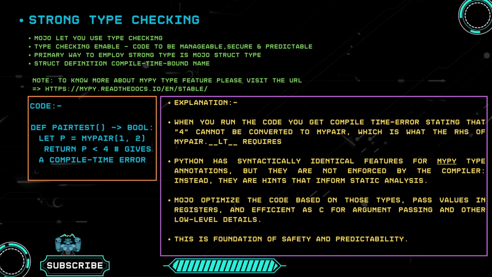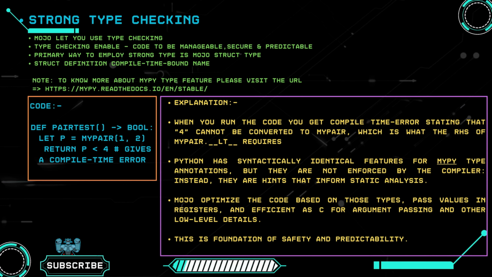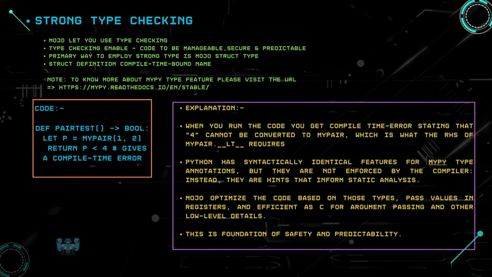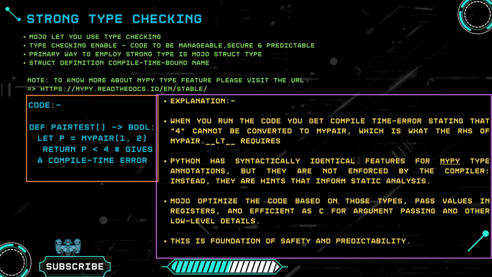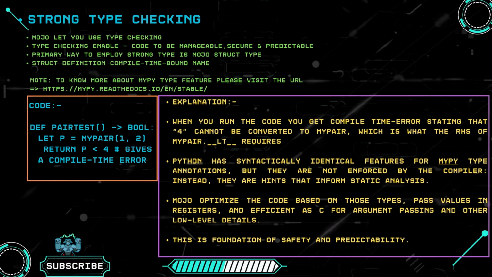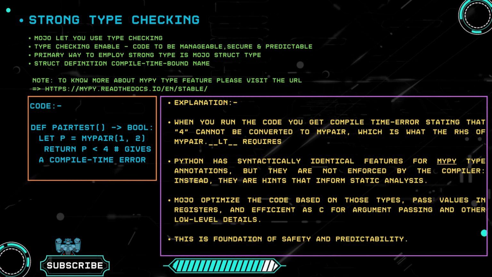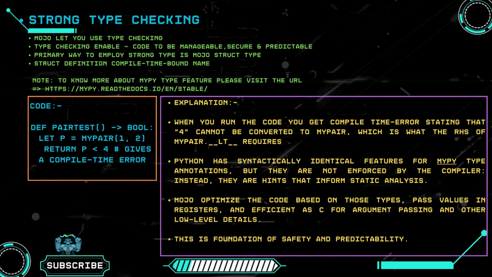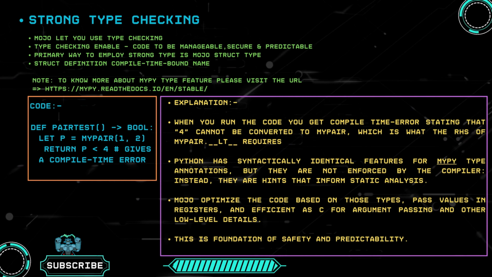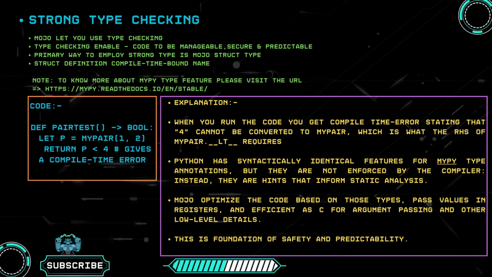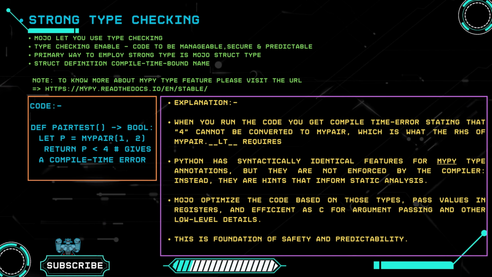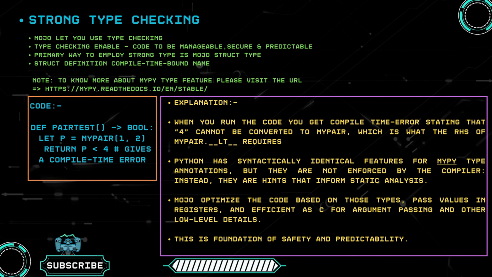https://mypy.readthedocs.io/en/stable/. Let's take a look at the syntax and explanation of the given example. When you try to run the code, you get a compile-time error stating that 4 cannot be converted to MyPair, which is what the RHS of MyPair.__lt__ requires. Python has syntactically identical features for MyPy type annotations, but they are not enforced by the compiler. Instead, they are hints that inform static analysis.